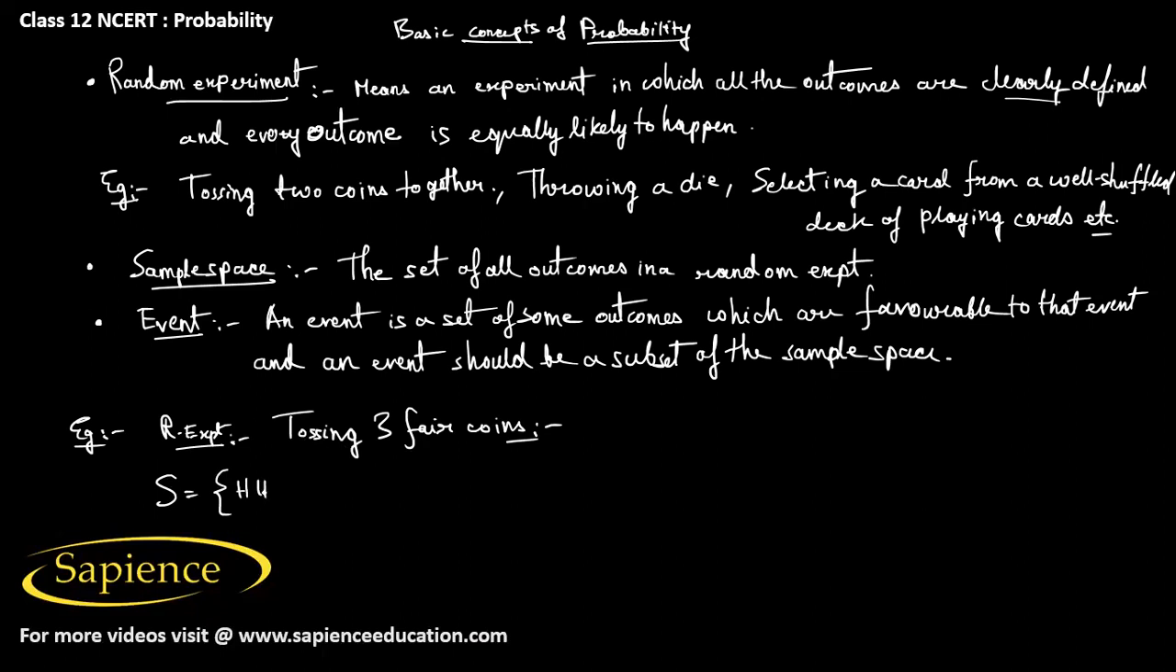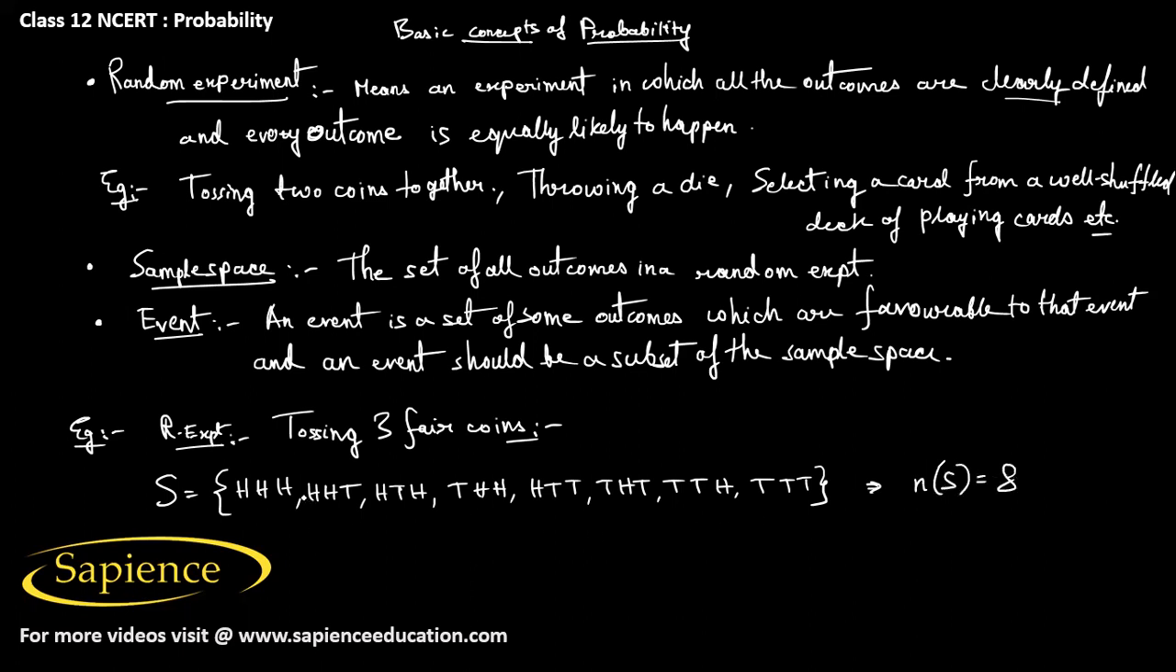So I can get all three heads, and I can get head, head, tail. I can get head, tail, head, or I can get tail, head, head, or I can get head, tail, tail, or I can get tail, head, tail, and I can get tail, tail, head, or I can get all three as tails. So here we will have 8 possible outcomes. So the number of elements in the set S is 8.